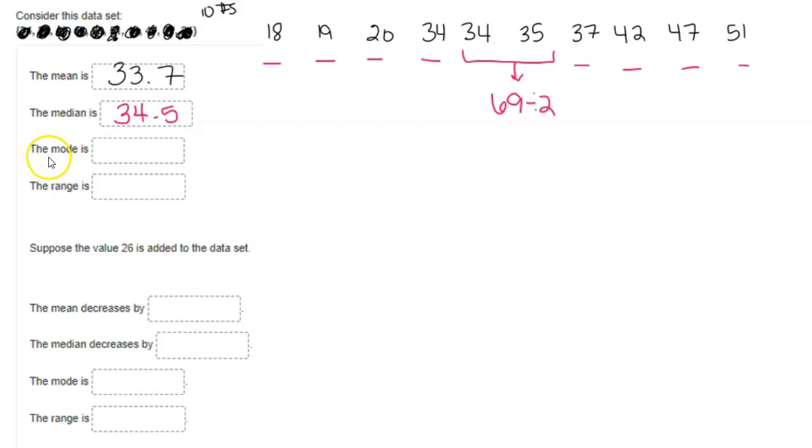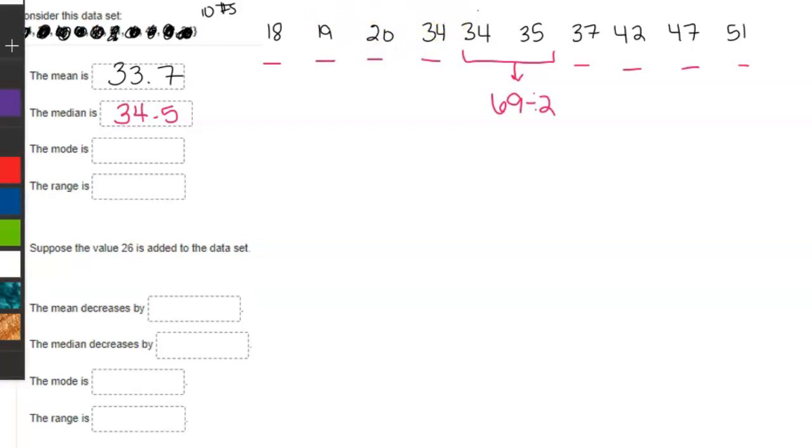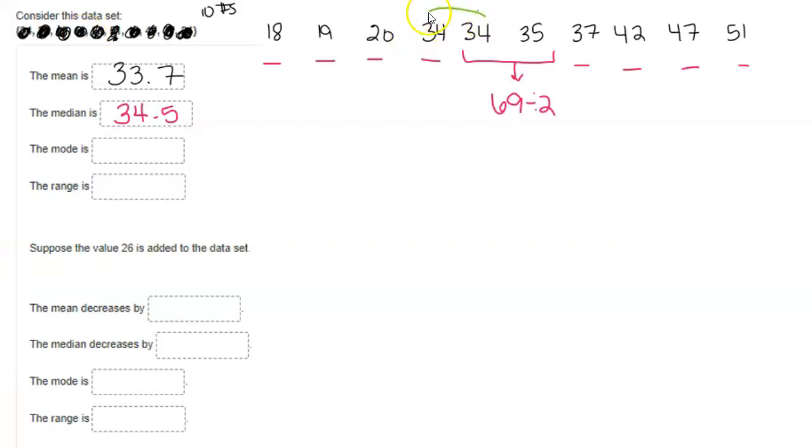The mode is the easiest one to find. It's the number that you see the most. And the only number that even duplicates here is 34. Oops, sorry, let me undo that. I want a different color. So the number we see the most here is 34.